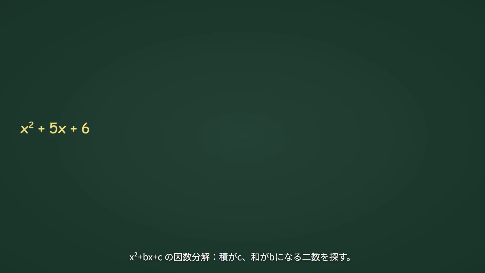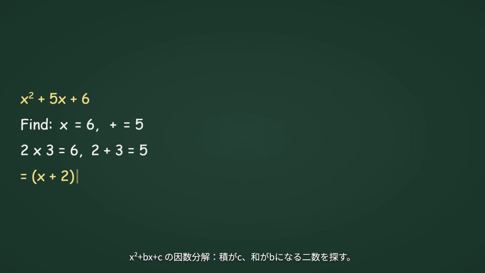To factor a quadratic of the form x squared plus bx plus c, we look for two numbers that multiply to c and add to b. For example, to factor x squared plus 5x plus 6, we need two numbers that multiply to 6 and add to 5. The numbers 2 and 3 work. 2 times 3 is 6, and 2 plus 3 is 5. So x squared plus 5x plus 6 factors as (x plus 2) times (x plus 3).